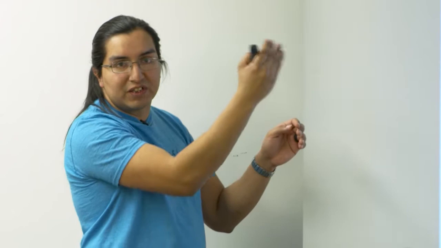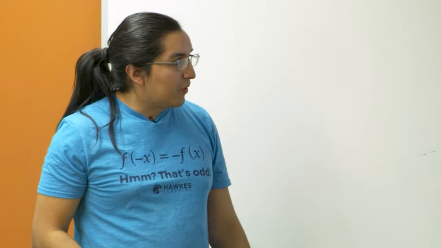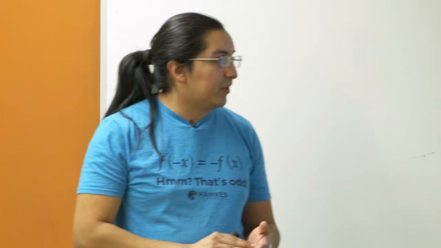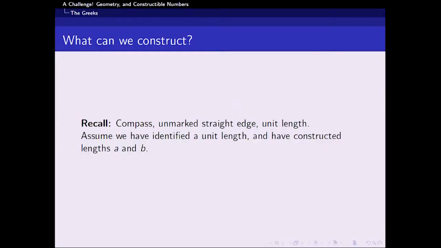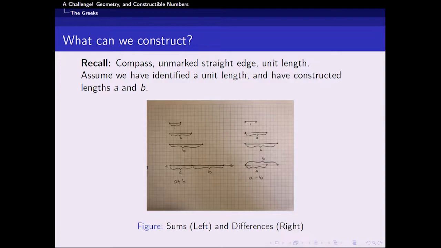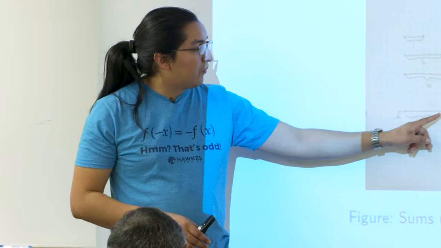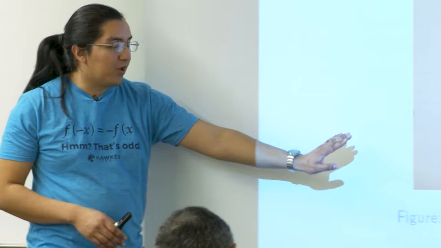Right. So we have a compass, an unmarked straight edge, and a unit length. I claim that we can construct sums and differences. So what we can do here is, again, given a unit length, some segments A and B that we've already constructed, we can construct the sum in this fashion. So the idea is here, we begin by constructing segment A, and since we can draw a line through that, we can also, from this point, construct a segment B.